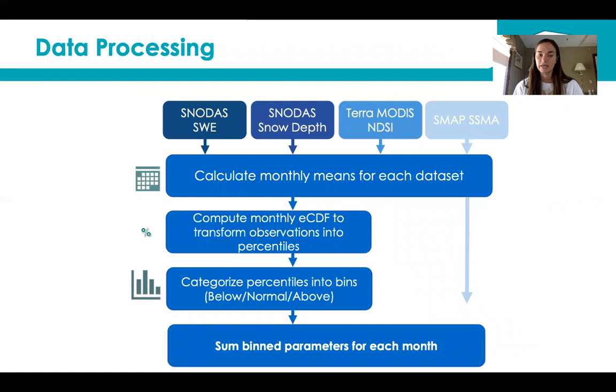So we had all these input variables, and we created monthly means for each data set, and then we computed percentiles based on the climatic histories of these data sets, and then categorized these percentiles into bins to relate to below normal and above normal moisture conditions. And then we summed these bin parameters for each month to input for our CMI. Notice that SMAP does not go through the same process because it was already in normals as anomalies.